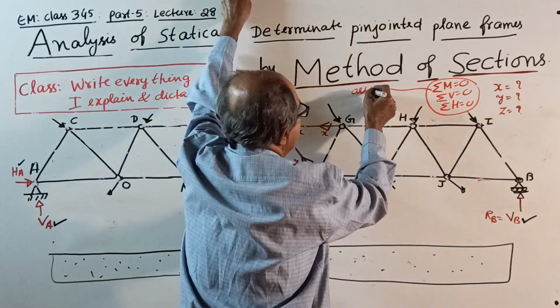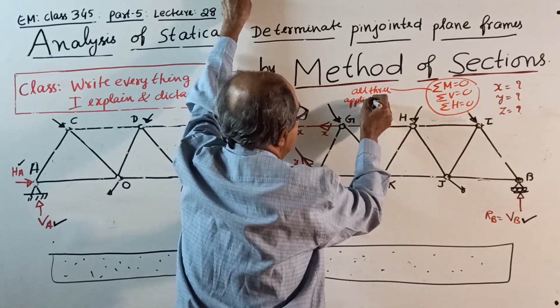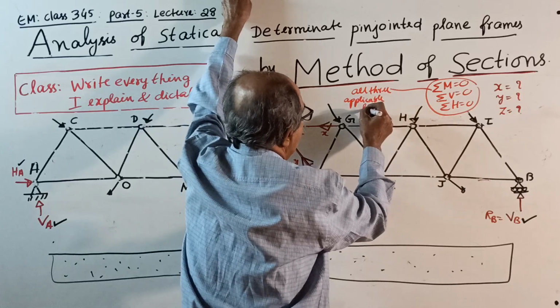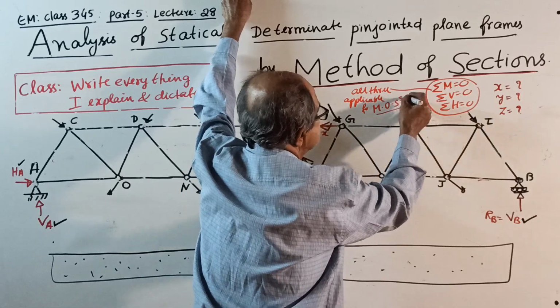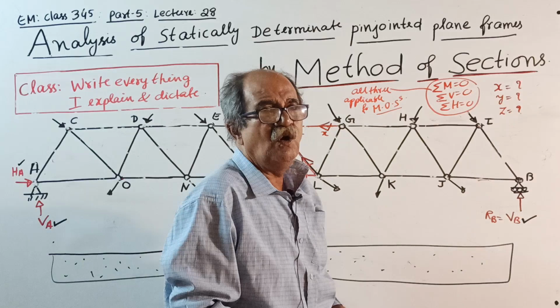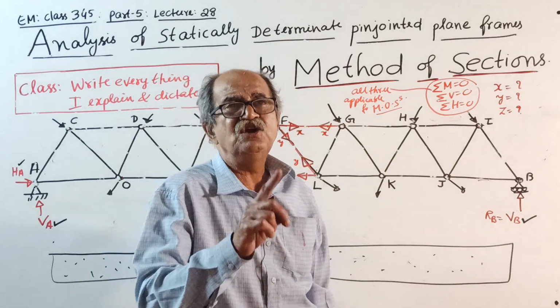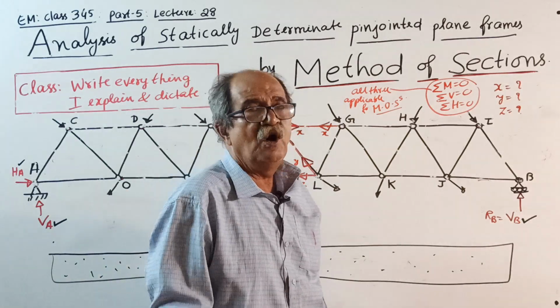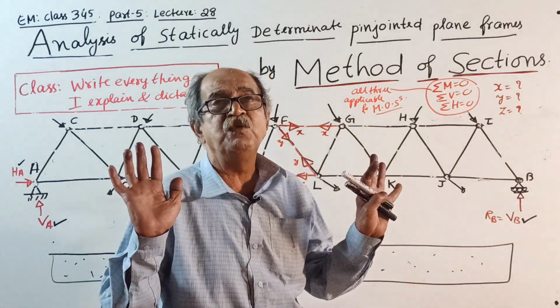All 3 applicable, for method of sections. Why? Because in method of sections, we are not considering equilibrium of a joint. We are not considering a concurrent force system. We are considering a coplanar force system.